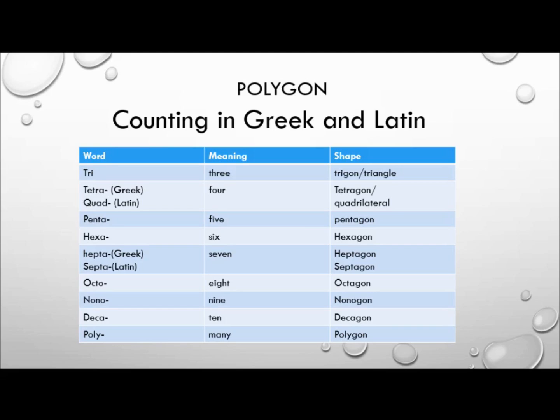A polygon has many sides and many angles. I'm pretty sure those are the only ones you really need to know for your exam. You may well be given a shape and you'll have to count the number of sides and then name that shape. So you might be given a six-sided shape and asked to name it, and they will expect you to know that it's a hexagon. Or they might give you an eight-sided shape and you're expected to know that it's an octagon, and so on.